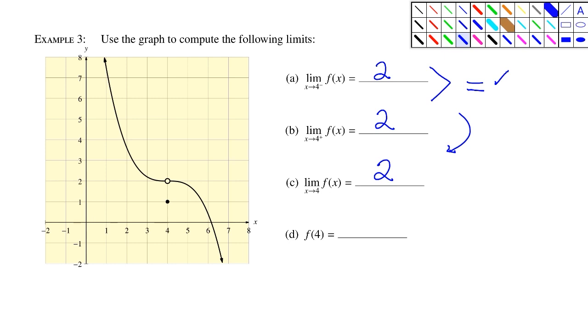And then finally, part D, f of 4 is where's the solid dot? Solid dot is at 1.